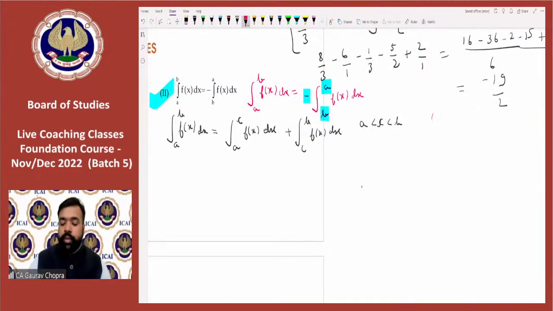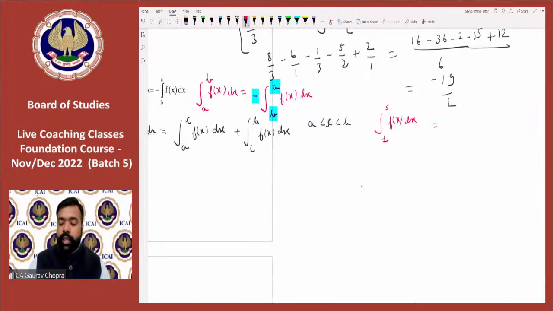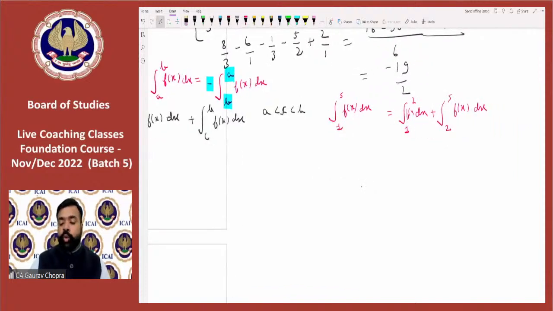For example, if we have any function and the limit is from 1 to 5, we can go from 1 to 2 and then plus from 2 to 5. So we can split them into 2 parts if required. Also, it can be 1 to 3, and after that from 3 to 5. So we can split as per our requirement: 1 to 3 and 3 to 5, or 1 to 2 and 2 to 5.